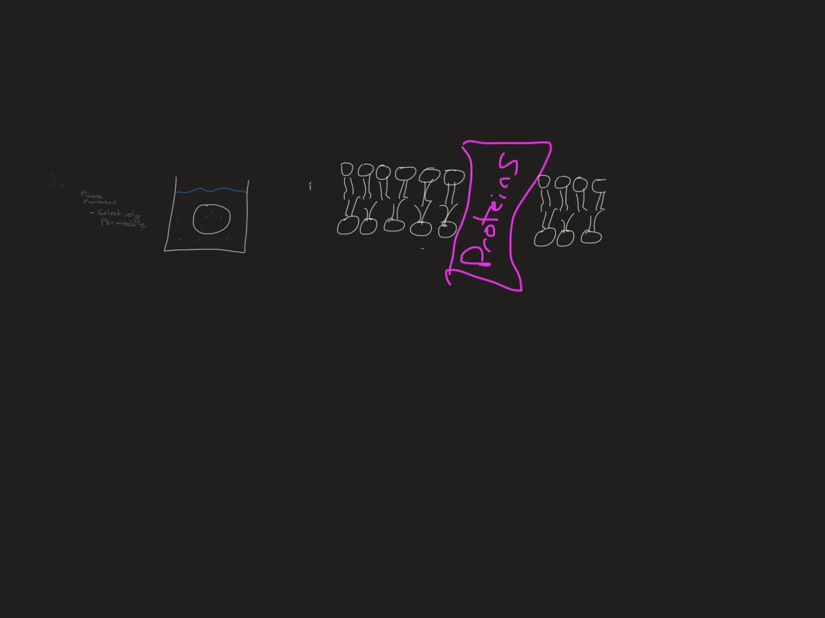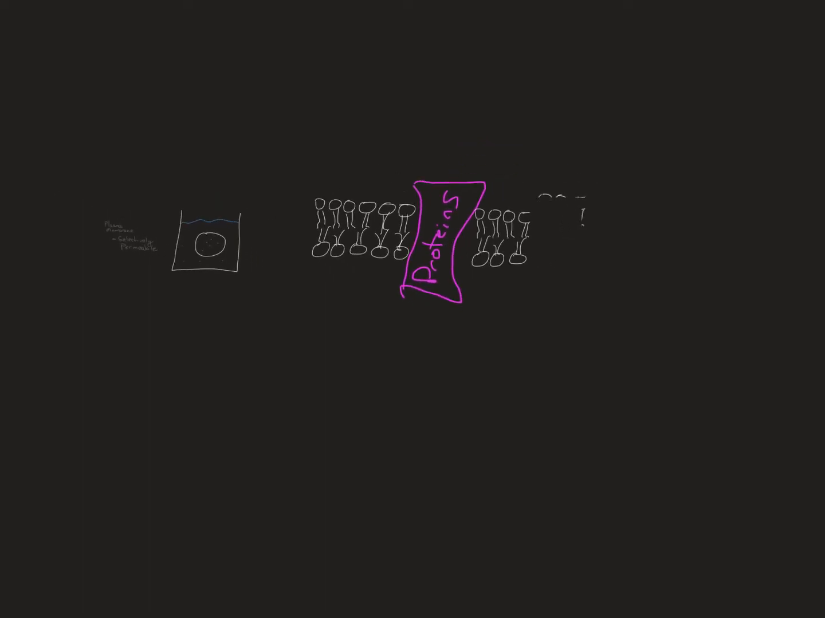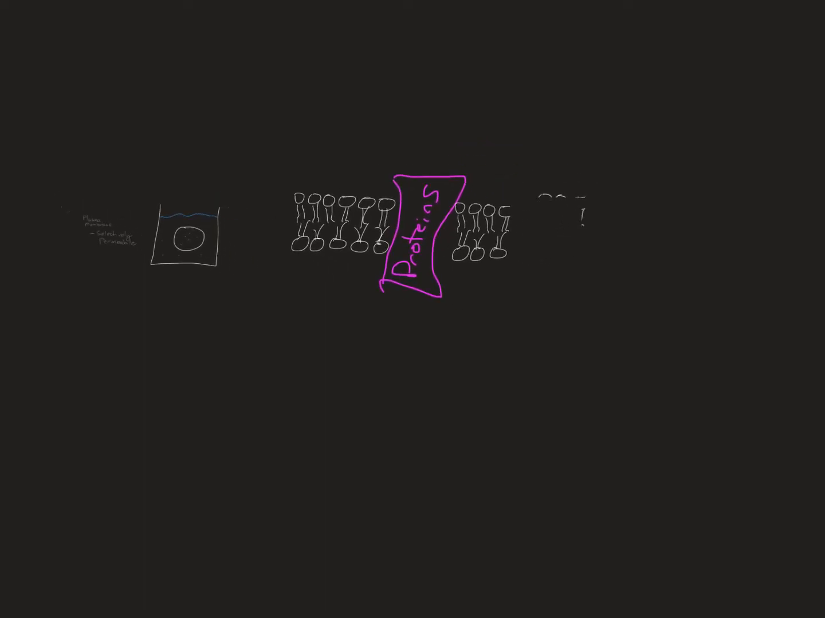It's not permeable to all things. It's permeable to what? To select things. That's correct. It's all in the title. It's not difficult. So what determines what gets in and out of the cell?